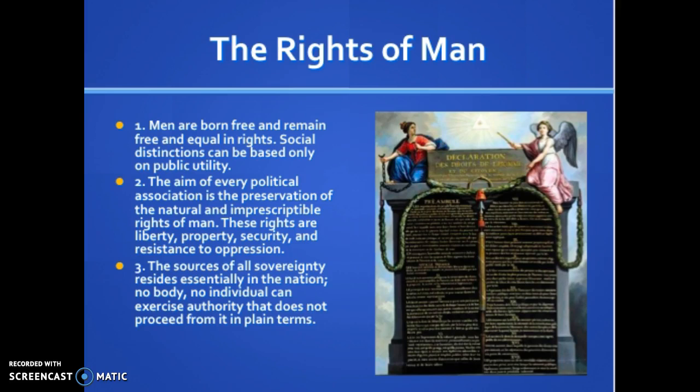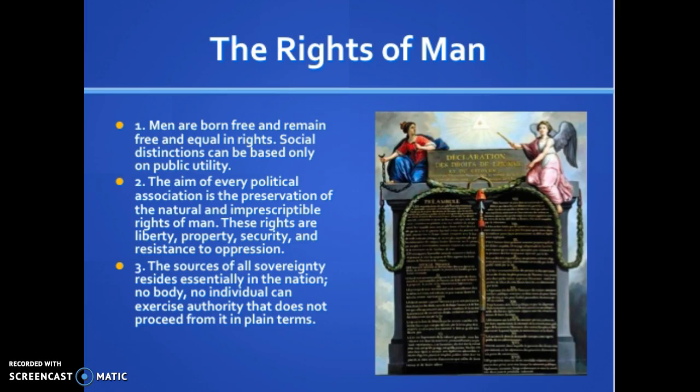Number 2, the aim of every political association is the preservation of the natural and imprescriptible rights of man. These rights are liberty, property, security, and resistance to oppression. You can almost hear John Locke's voice in that passage. The ideas here of liberty, property, and security, not that different from Locke's talk about life, liberty, and property. And of course, number 3, the sources of all sovereignty reside especially in the nation. No body, no individual can exercise authority that does not proceed from it. In plain terms, this is clearly an attack on absolutism.